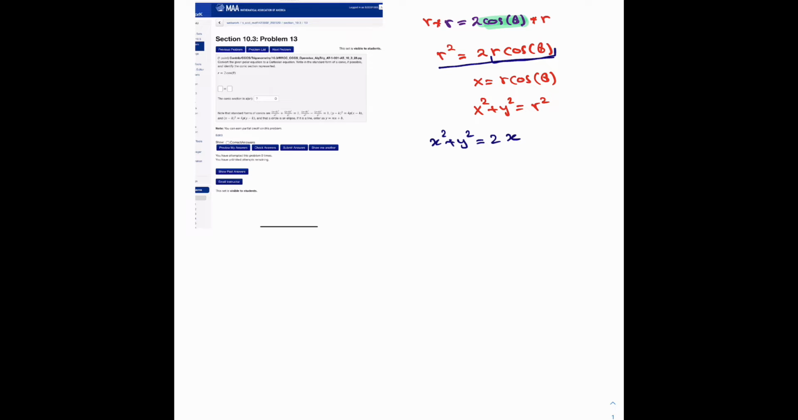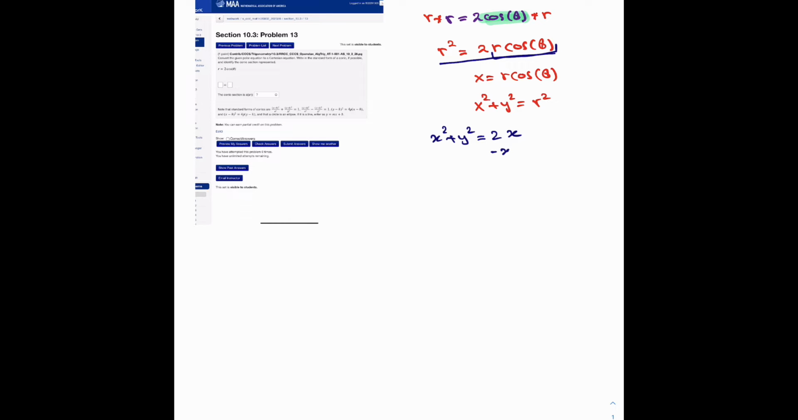So first of all, I need to make the right-hand side equal to 0. So I'm going to subtract 2x from both sides of the equation. I will have x squared minus 2x plus y squared equals 0. Notice how I put these x terms next to each other. Now, y squared is a complete square. I don't need to do anything about that. For the term x squared minus 2x, I need to complete a square here.